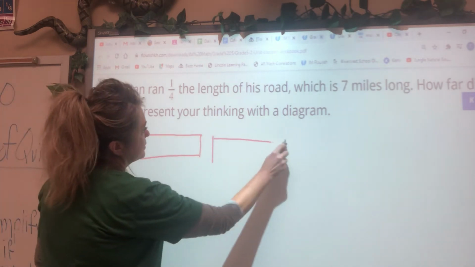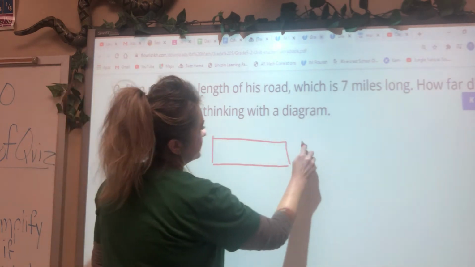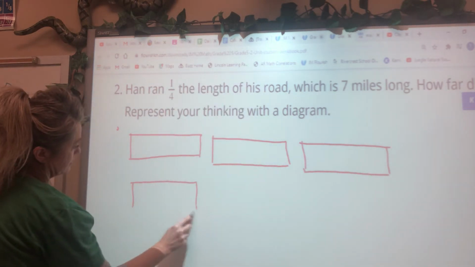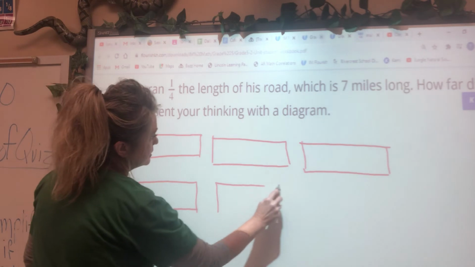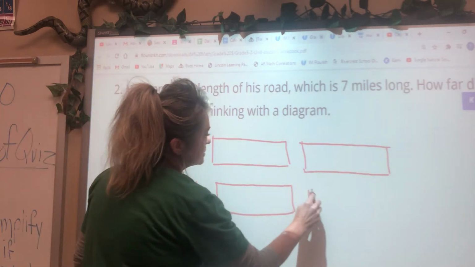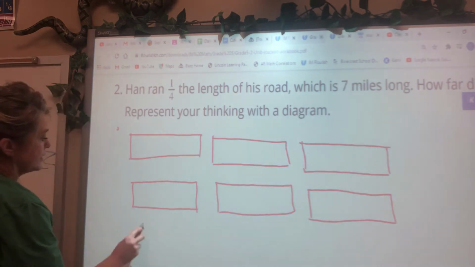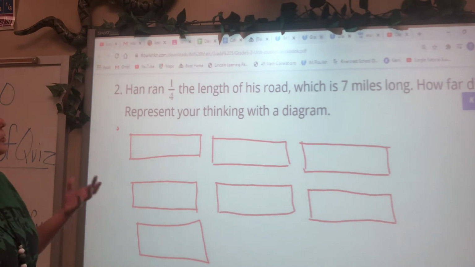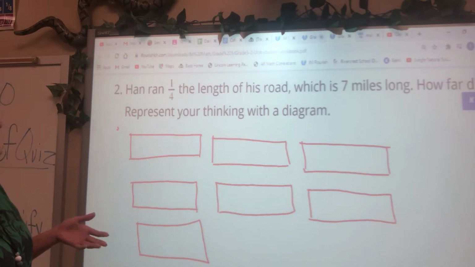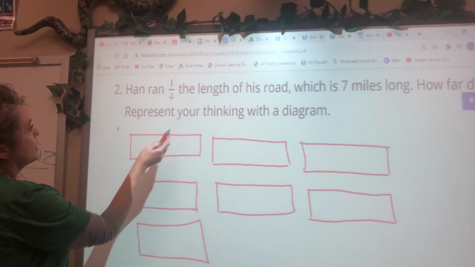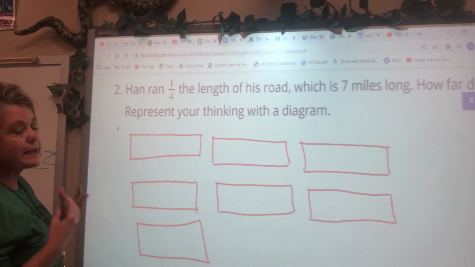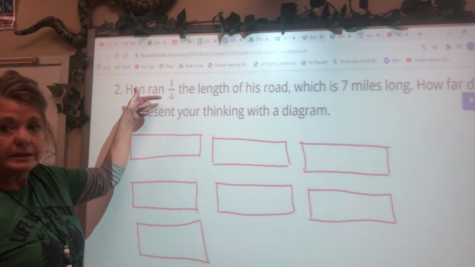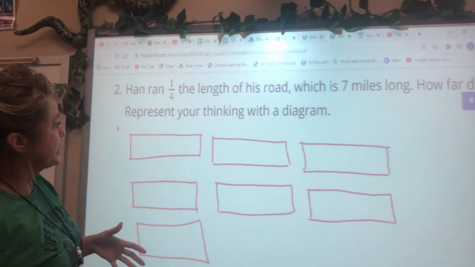7 rectangles to represent the 7 miles. So we've got 3 miles, 4 miles, 5 miles, 6 miles, and 7 miles. And we know that working previously, we have divided things up into whatever our denominator is. That's how many times it's being split. Remember that the number on the bottom is always how many it's being split up, or how many it's being shared.